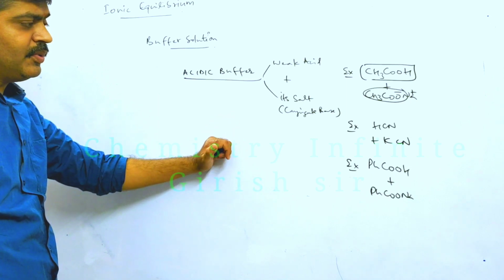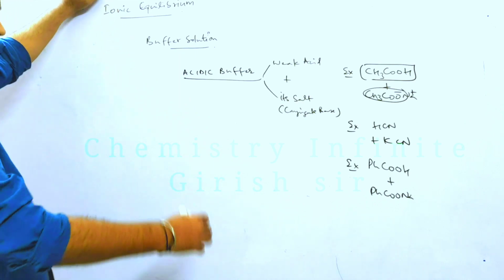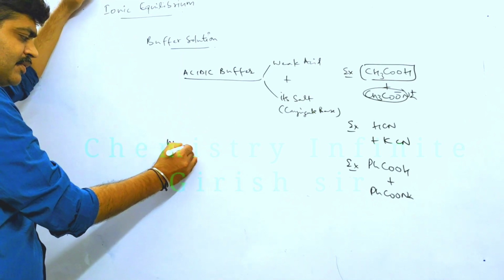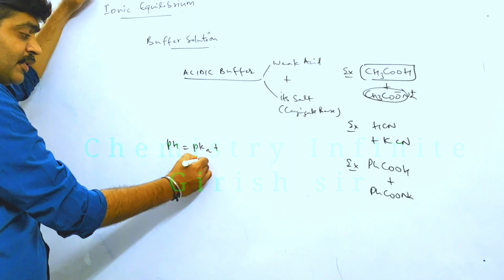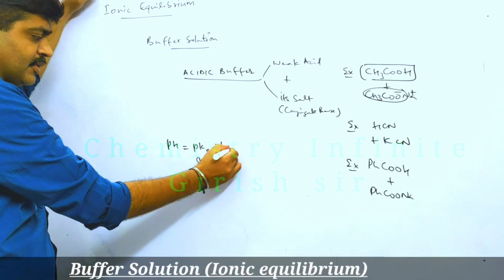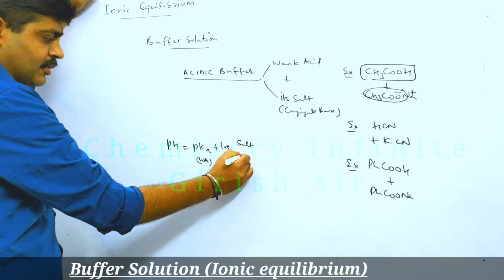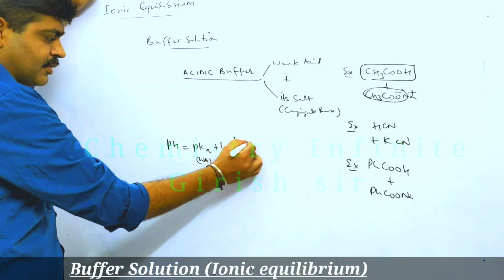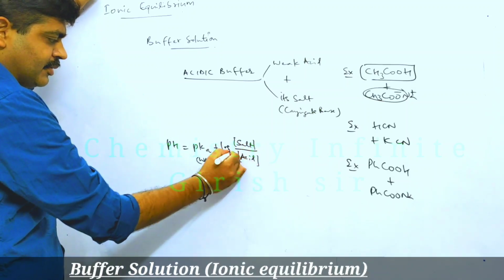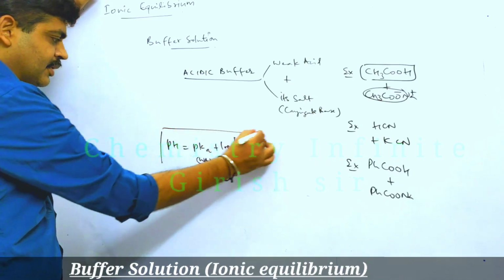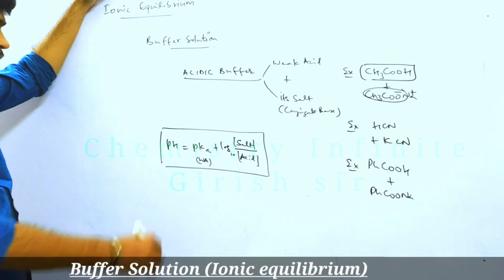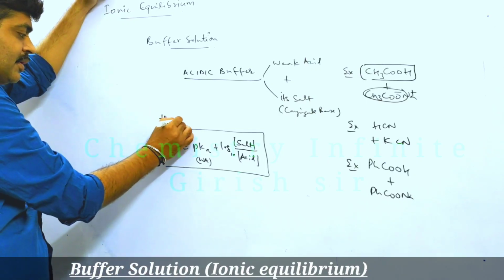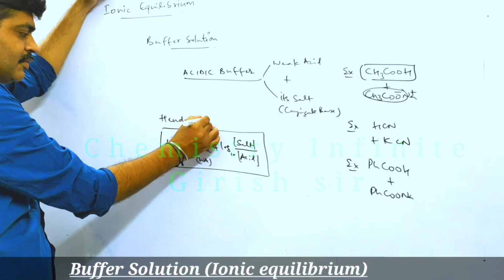Okay, so if you have an acidic buffer and you have to calculate its pH, you can use this equation, pH equals pKa of the weak acid plus log ratio of concentration of the salt and the acid, the base of the log being 10. Using this equation you can find pH of an acidic buffer solution. This equation is known as Henderson's equation.